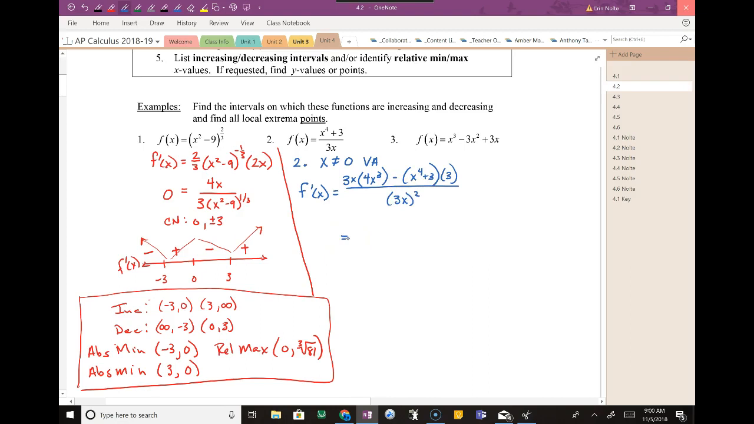So on the top we end up with, what is that, 12x to the 4th? Distribute the 3, so 3x to the 4th minus 9. On the bottom, if I square the 3 and the x, my bottom is going to be 9x squared, right? So I'm going to end up with 9x to the 4th minus 9 over 9x squared. Take out a 9. So x to the 4th minus 1 over x squared.